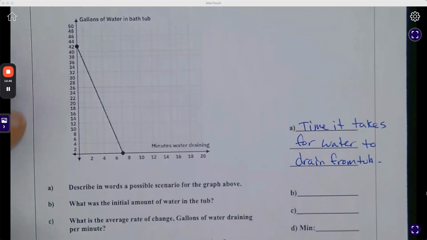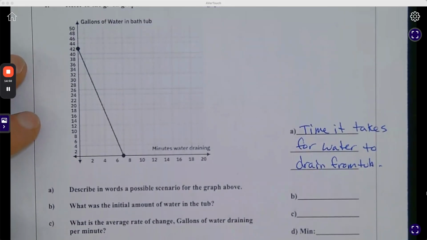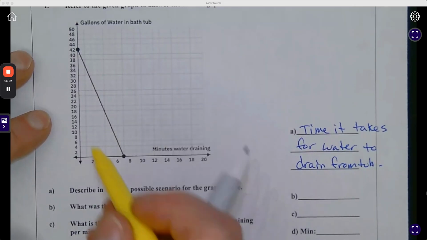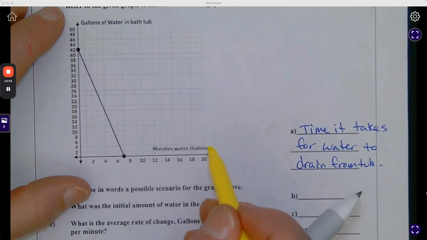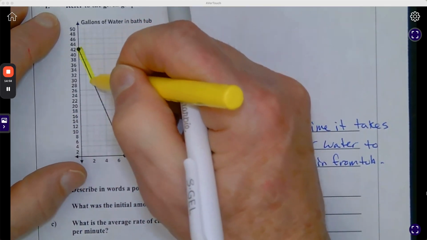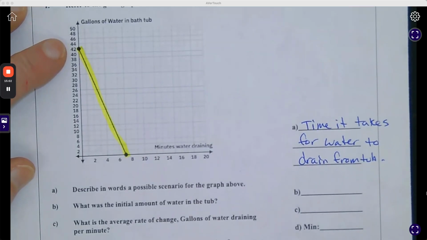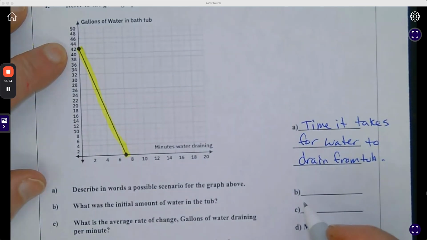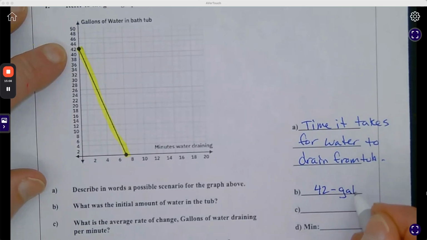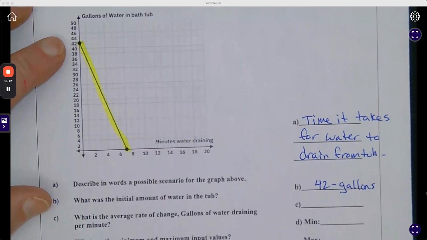All right, what was the initial amount of the water in the tub? Well, look, I get a lot of confusion on this one. The actual graph goes up to 50, but the function doesn't. The function stops at 42. So I'm going to assume that is the initial amount of water in the tub. And please put unit of measurement. That would be gallons.